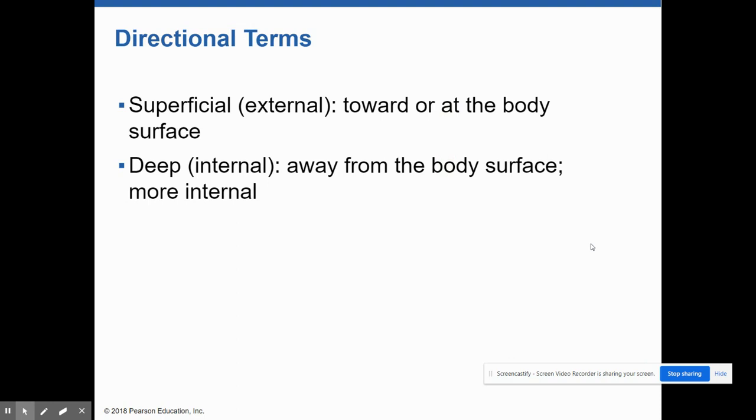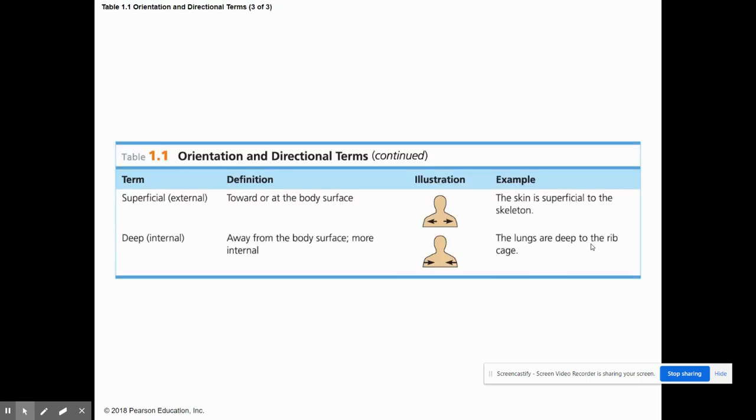The next terms are superficial and deep. Superficial means toward or at the body surface. So the epidermis is superficial to the dermis because the epidermis is closer to the body surface than the dermis. And then deep means away from the body surface or more internal. So that would be the heart is deep to the pectoralis major because the heart is more internal than the pec muscle.